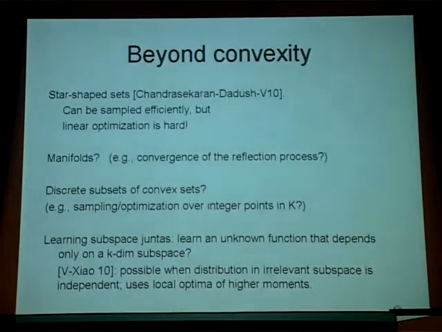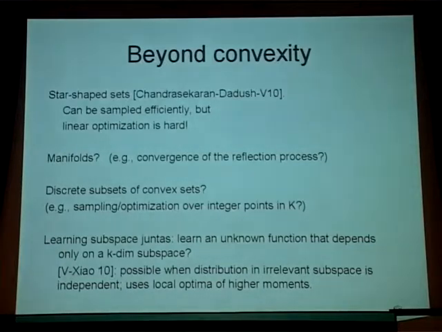What can we do beyond convexity? So I mentioned star-shaped sets. Turns out you can sample these star-shaped sets efficiently. So the sampling problem is easy, and therefore you can compute the volume, but linear optimization is hard. Hard even to do approximately. So you can write Max Clique as a star-shaped minimization problem.